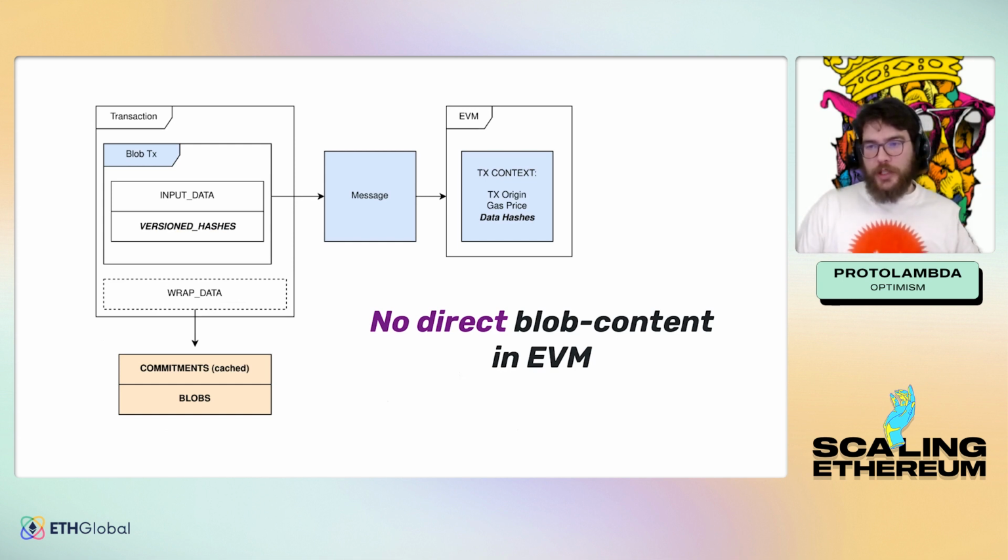And so what this really means is that the transaction goes into the EVM. Like at first it's generalized, it's abstracted as this message, just like any other transaction. The EVM doesn't really know about transaction types. But this additional wrapper data, the commitments and the blobs, they don't go into the EVM. They leave the execution layer and they go into the consensus layer.